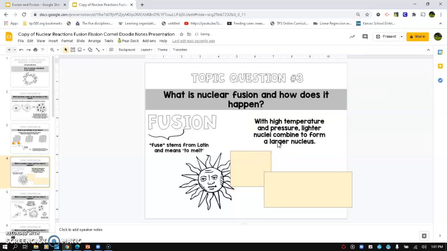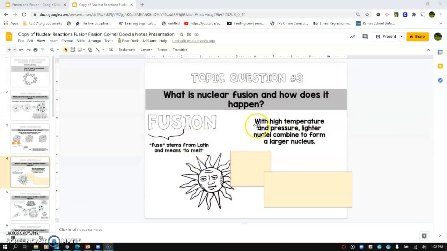So, with high temperature and pressure, lighter nuclei combine to form a larger nucleus. So, what is a nuclei? Well, we have the term nucleus. Remember, we're not talking about cells, we're talking about atoms. And a nucleus is basically the central part where we have protons and neutrons. Like fungus, that's one mushroom stem, but if I have a ring of mushrooms, it's actually called fungi. So it's the plural of nucleus. I know that sounds weird, but that's the way it is.